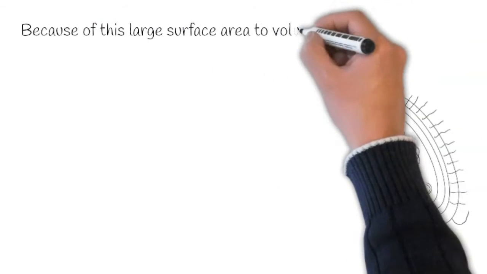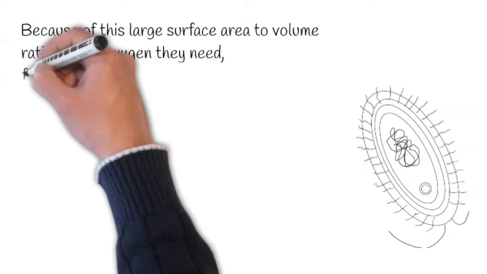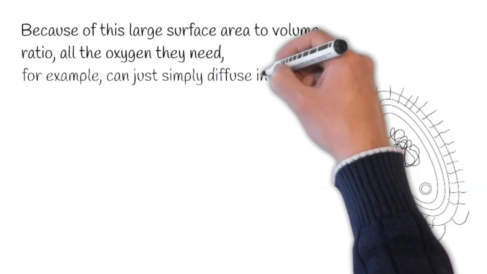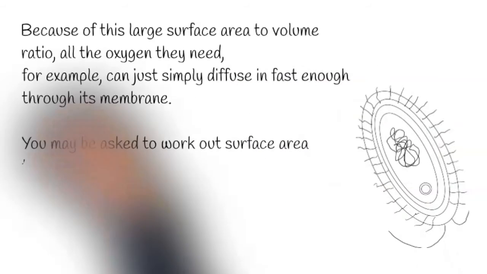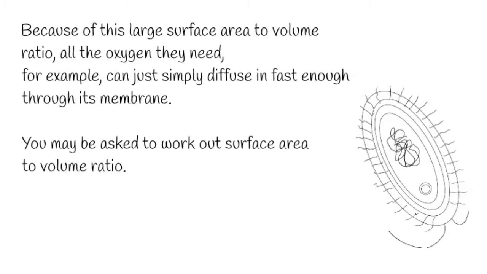Because of this large surface area to volume ratio, all the oxygen they need can just simply diffuse in fast enough through its membrane. You may be asked to work out surface area to volume ratio.